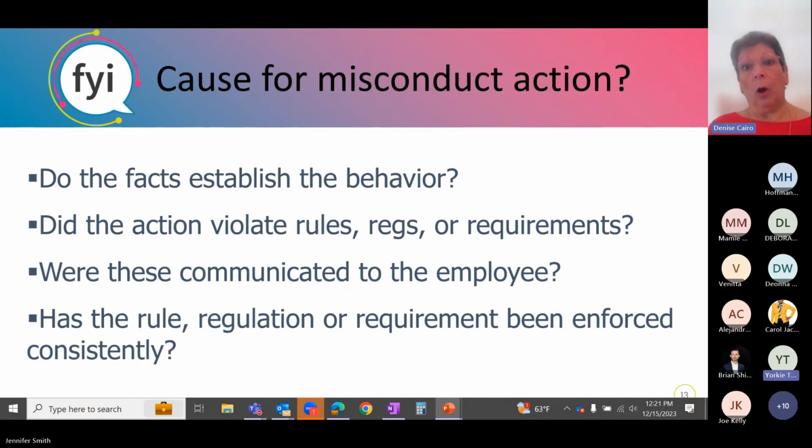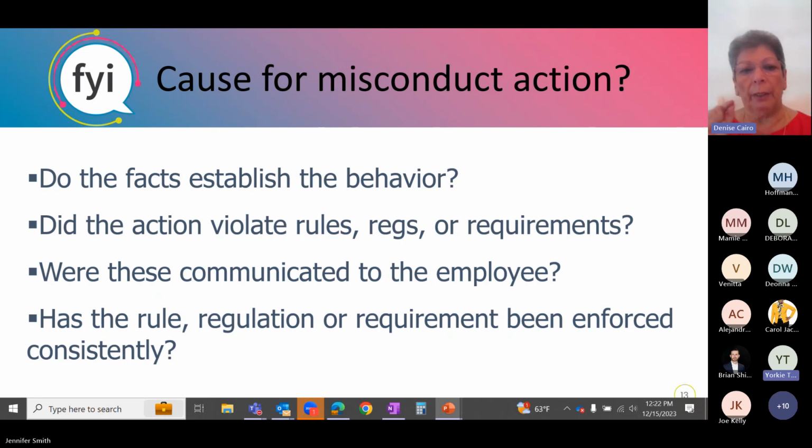Okay, so let's talk about that misconduct when the employee won't follow that rule, regulation, or requirement. There are some things that we as HR people need to advise management about. And that is, we have to make sure that the facts of the conduct establish the behavior. Did the employee do this? Is it clear cut that this behavior took place? Did the behavior violate rules, regulations, or requirements?